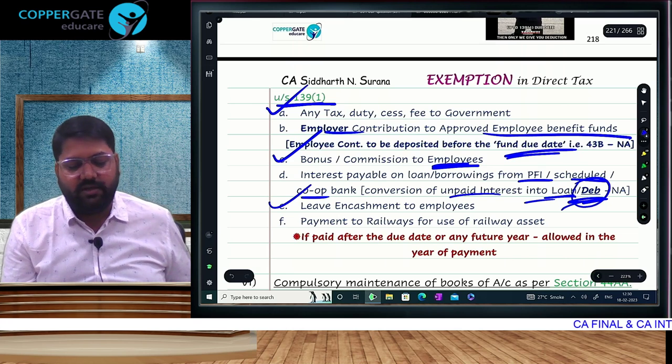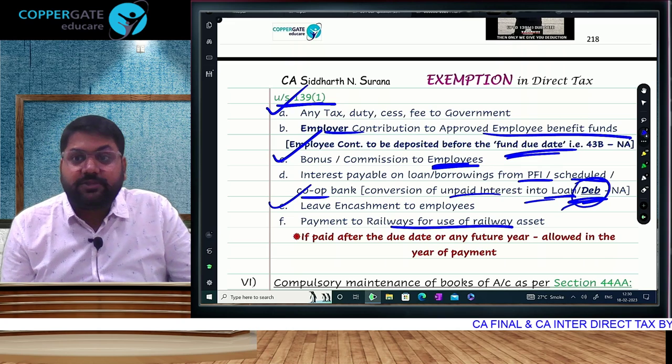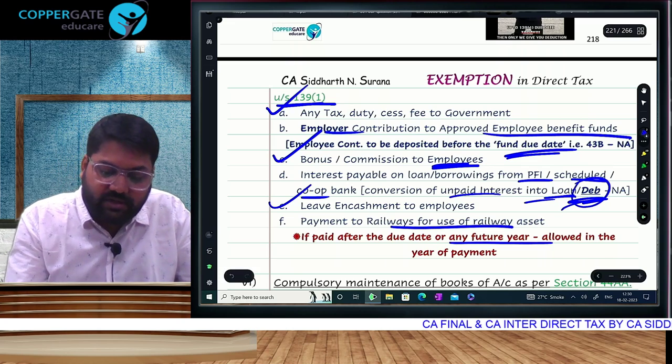Leave encashment to employees only if paid, and payment for usage of railway asset only if paid. Unpaid will not be allowed, and this payment can be made during the current year or in a future year.